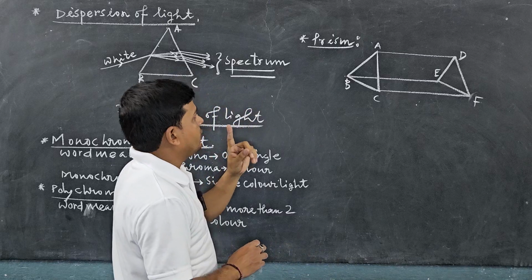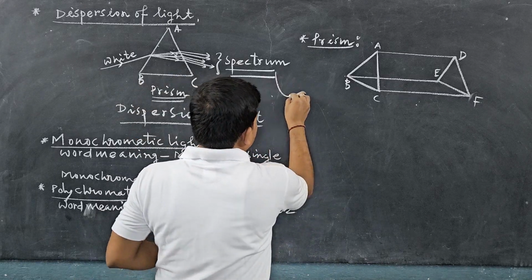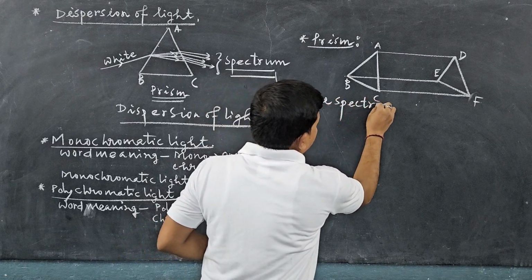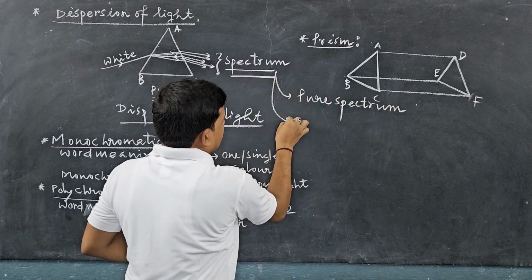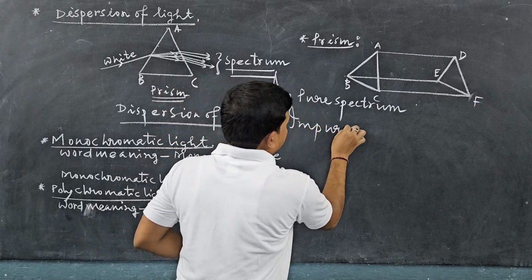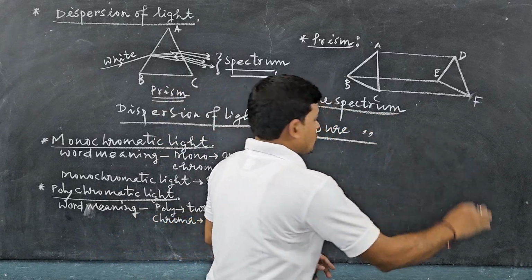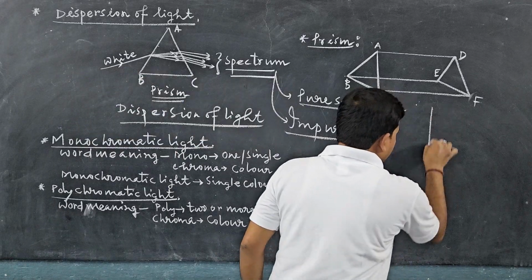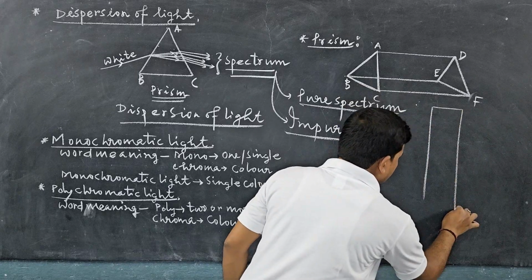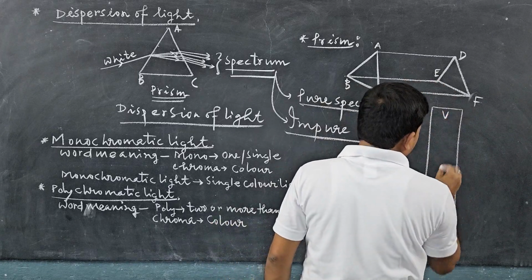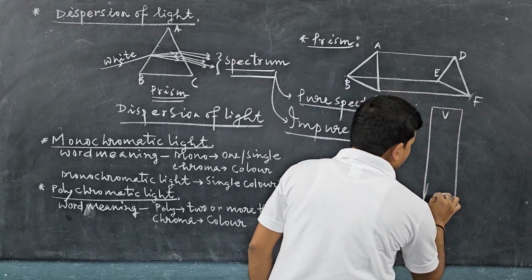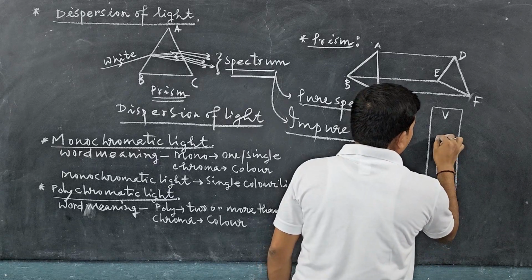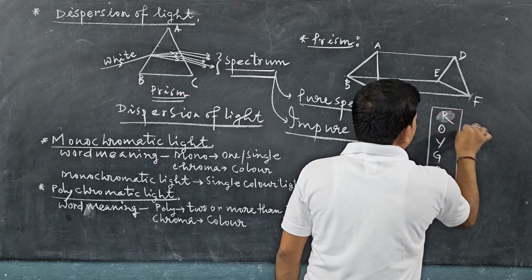This spectrum may be of two types. Number one, the pure spectrum, and another one, the impure spectrum. In the case of white light, when dispersed, we get seven colors, that is VIBGYOR. If we arrange them, V, I, B, G, Y, O, R.